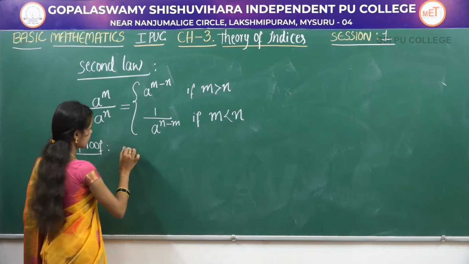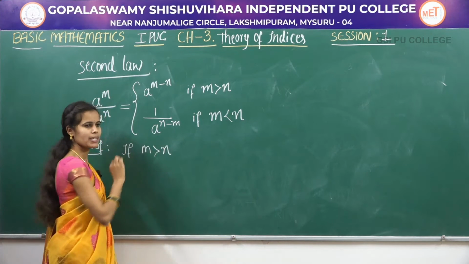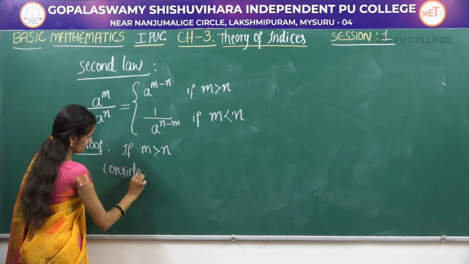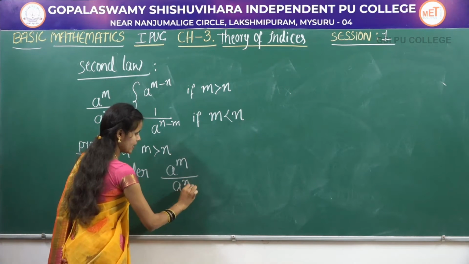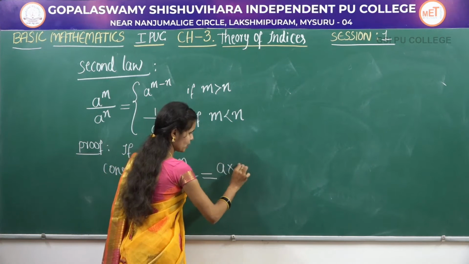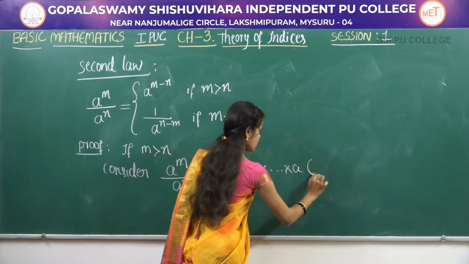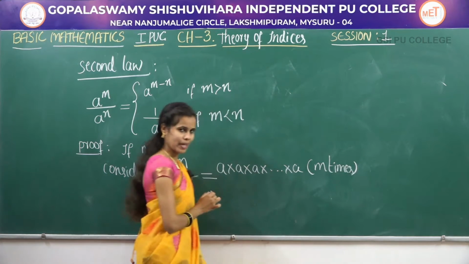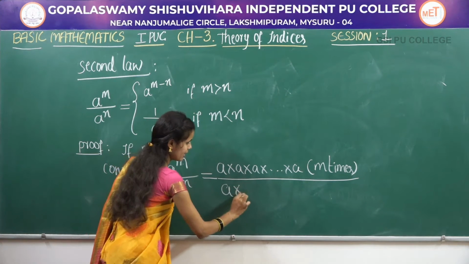First, consider m is greater than n. Now, consider the left hand side, a to the power of m divided by a to the power of n. a to the power of m can be written as a into a up to a, m times, divided by a to the power of n, which means a, n times.